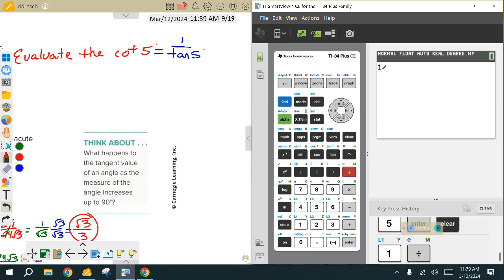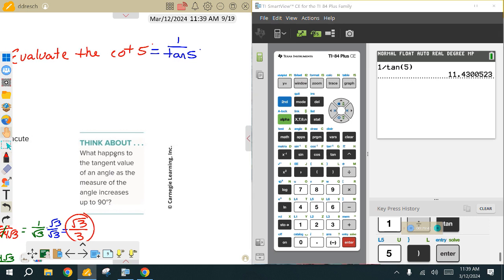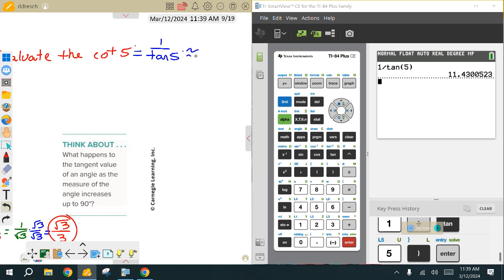We typically round those to nearest tenths, hundredths, or thousandths. Read the directions, whatever it says. Let's go to nearest hundredth on this one. So what's this nearest hundredth, please? 11.43. Okay, read carefully. 11.43.